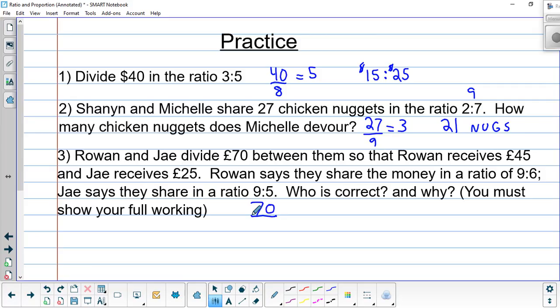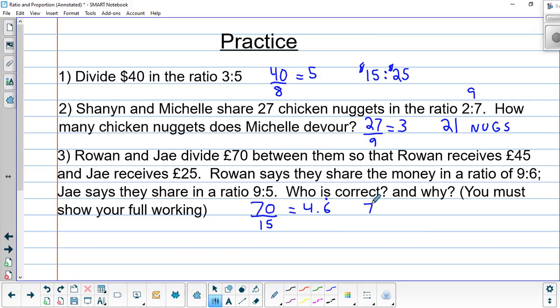Let's try Rowan's because 9 and 6 is 15. Right? So let's do 70 divided by 15. So if we do 70 divided by 15, what are we going to get? We'll get 4.6 repeating. That's 4.6 parts, right? So that doesn't seem very right. Well, let's try the other one.